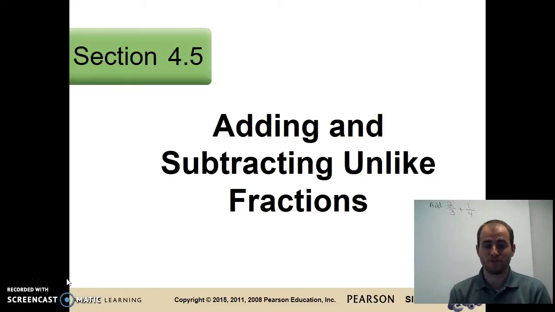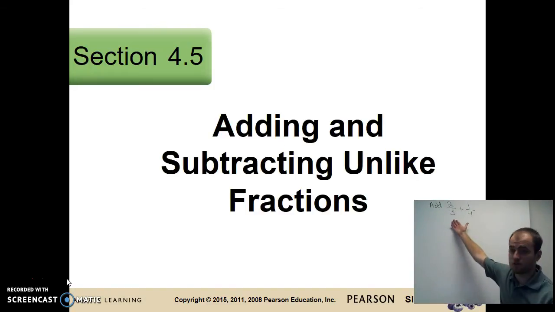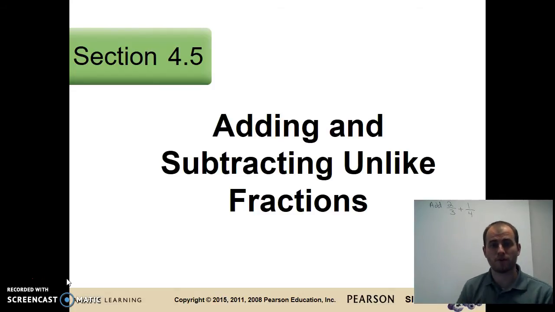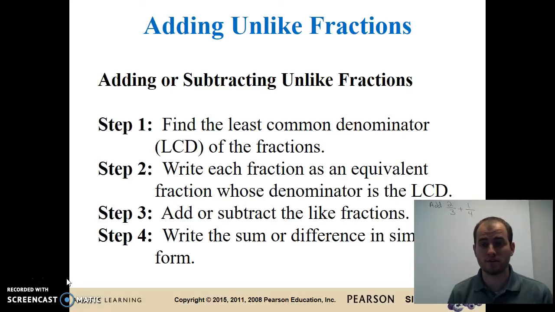So in section 4.4 we learned how to add like fractions. Remember, you can only add two fractions that have common denominators, called like fractions. So in this section our goal is to add things like 2/3 plus 1/4, two unlike fractions. And to do that we need to use what we've learned in the previous section.